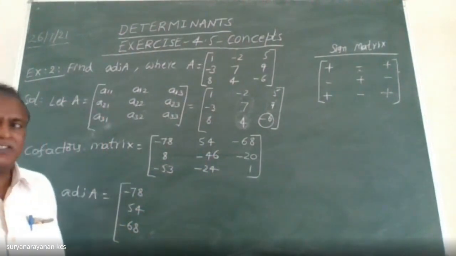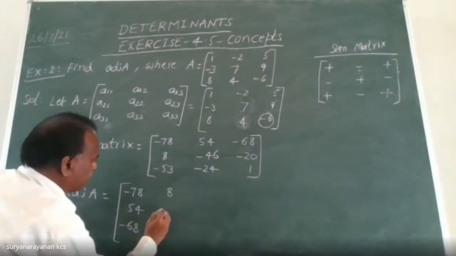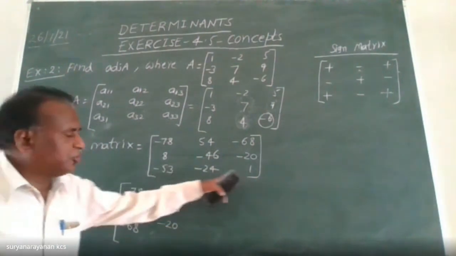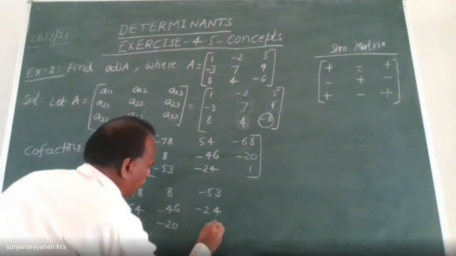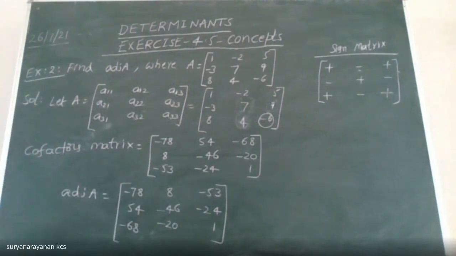I wrote the first row as the first column. All of you watch the screen, my children. Similarly, I am writing the second row as the second column, 8, minus 46, minus 20. Similarly, we write the third row as the third column, minus 53, minus 24, 1. This matrix is nothing but adjoint A. Understood this point, my children? How to find the adjoint of a matrix of order 3 by 3? Take a screenshot, my children.